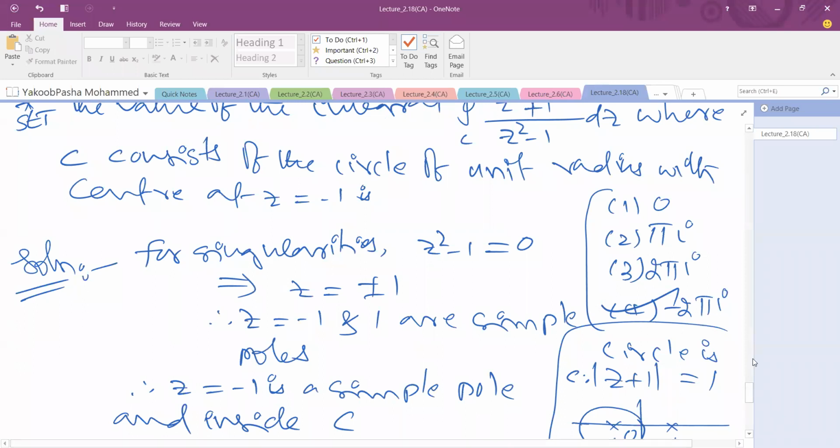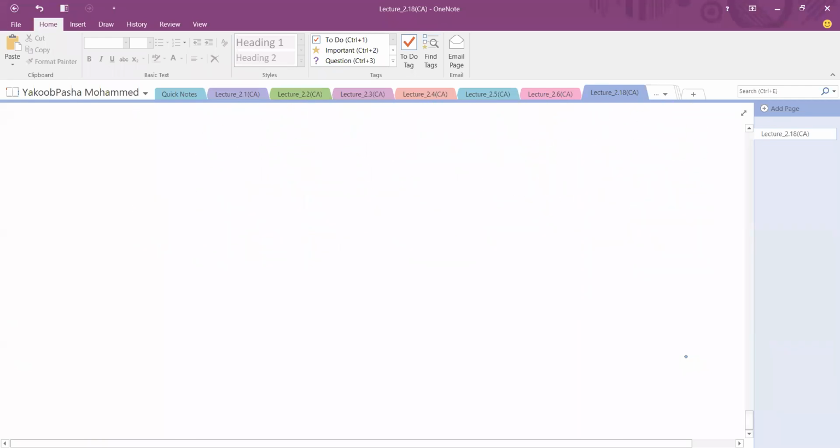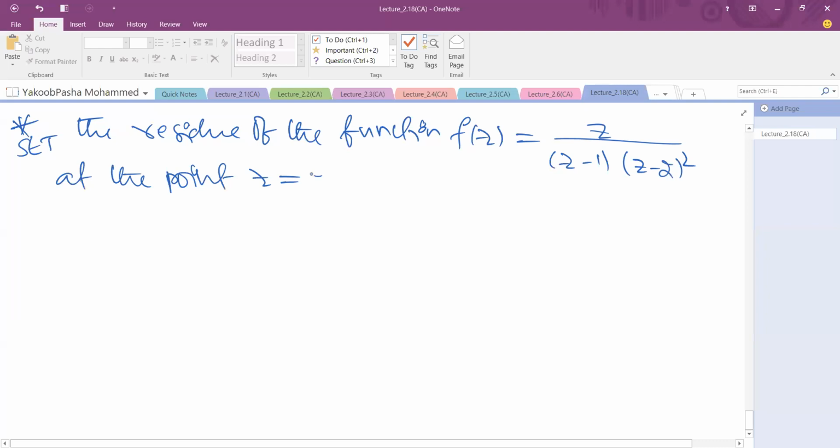The residue of the function f of z is equal to z divided by (z minus 1) into (z minus 2) whole square, at the point z is equal to 2 is.